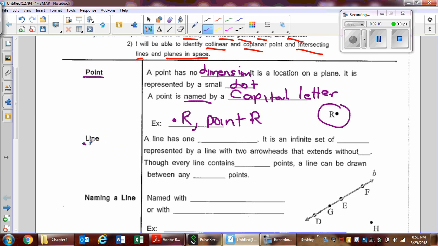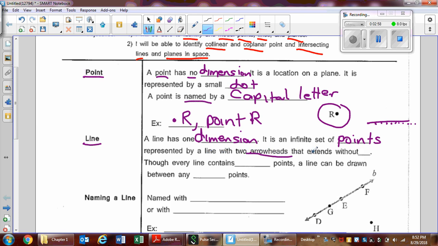So the second definition we're going to go over is a line. A line has one dimension. Remember, point has no dimension, but a line has one dimension. Okay, and it is an infinite set of points. So what it means is, if I'm looking at this line, it is made of points. Like these are points on the line, and when you connect them, it kind of gives you a line. But that's why the definition says infinite set of points, represented by a line with two arrowheads.